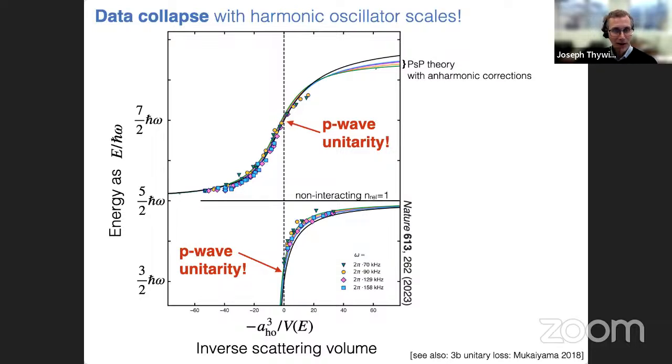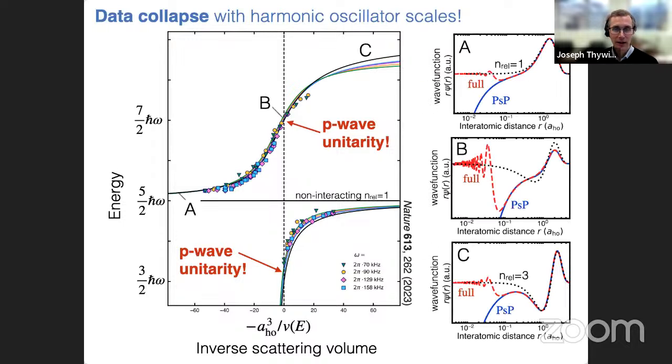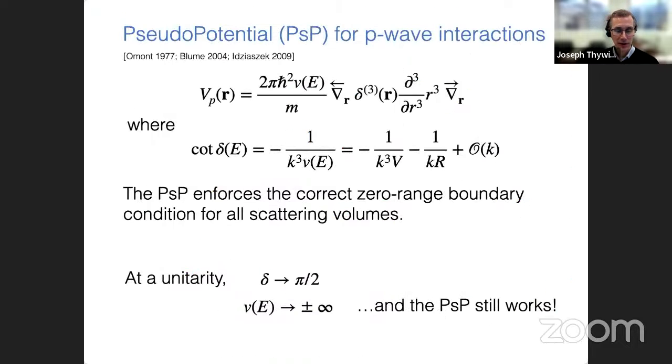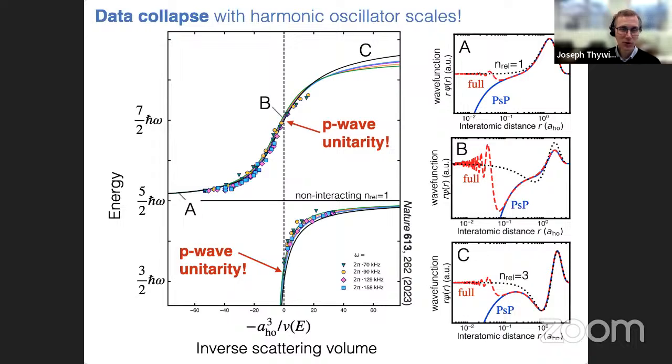So another thing I want to point out about this plot is I'm showing you theoretical curves that were made with a pseudopotential theory. So let me remind you what that looks like. The pseudopotential theory is this crazy looking modification on the S-wave pseudopotential where we have these directional derivatives. But if I take this directional derivative form of the pseudopotential and I put it into the harmonic oscillator states, in this paper, Idziaszek showed that you get the spectrum I'm showing you here.